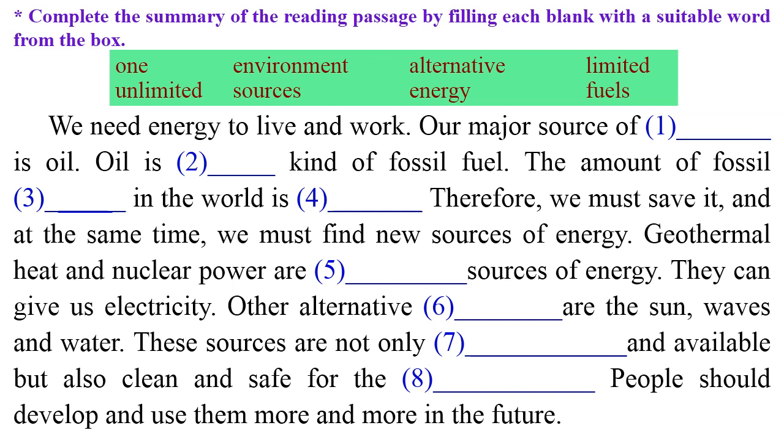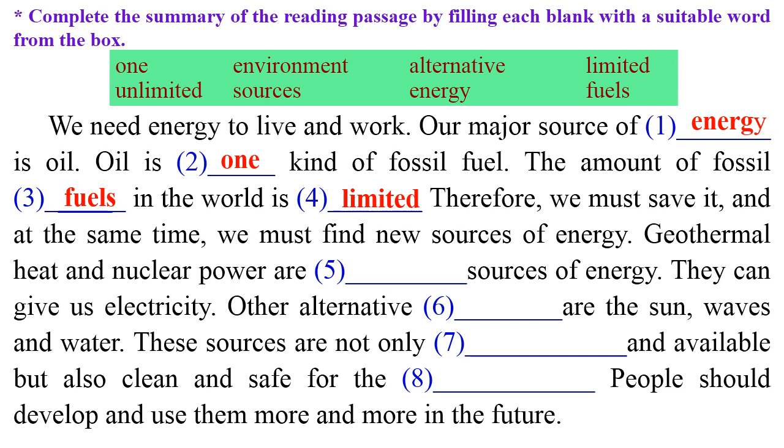Have you finished? Here is the answer. We need energy to live and work. Our major source of energy is oil. Oil is one kind of fossil fuel. The amount of fossil fuels in the world is limited. Therefore, we must save it, and at the same time, we must find new sources of energy.